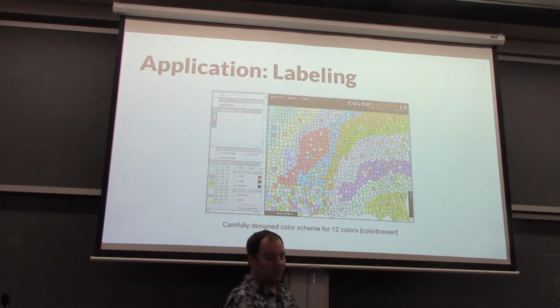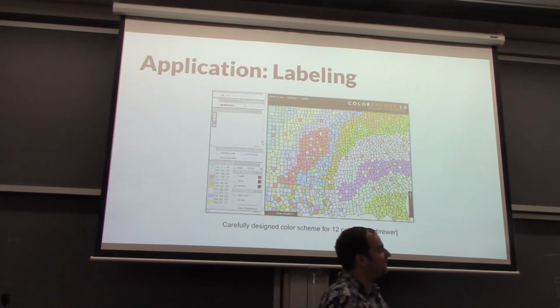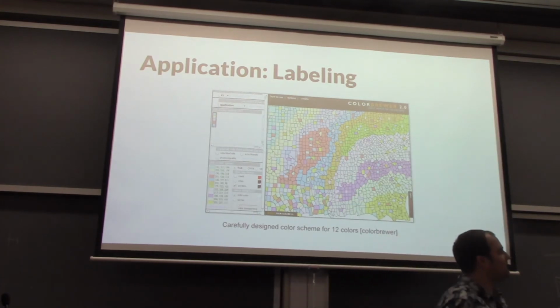Of course you can use this for labeling, and this is a screenshot of a nice website. It's called Color Brewer, and you will be hearing more about that. We'll be using this a lot because this gives you good color maps.